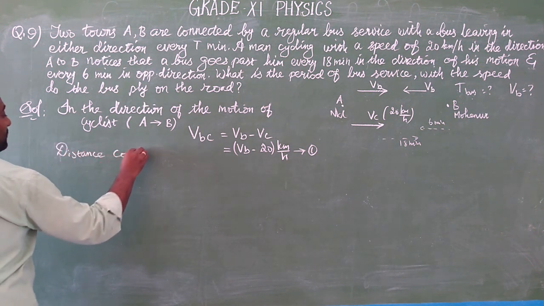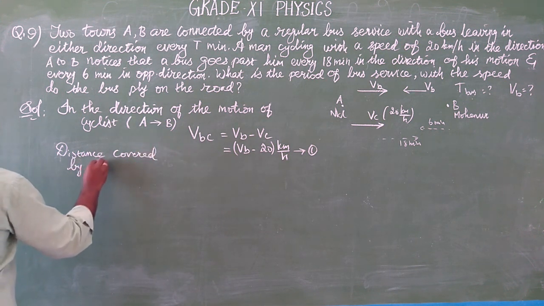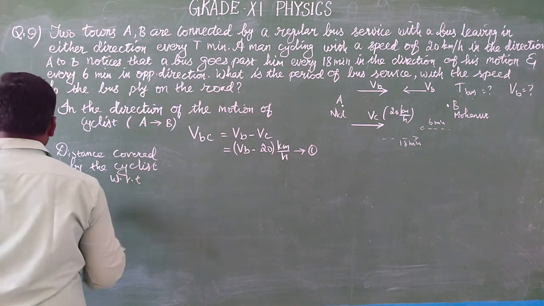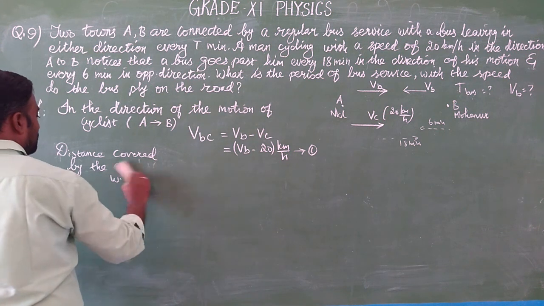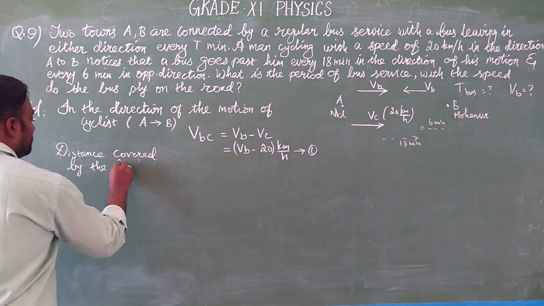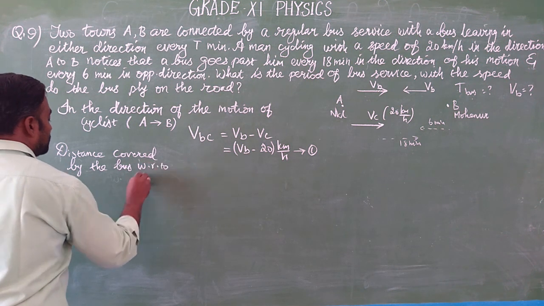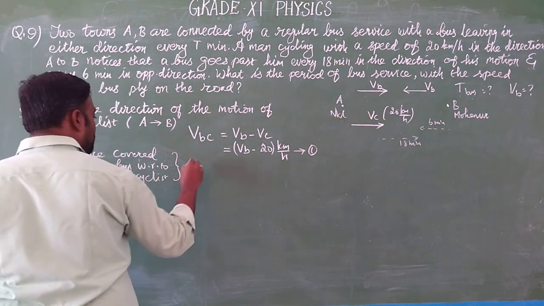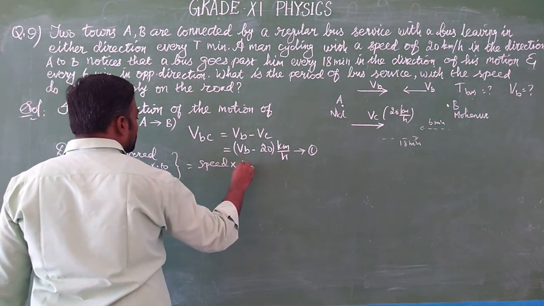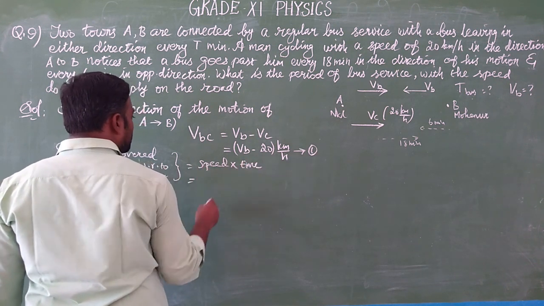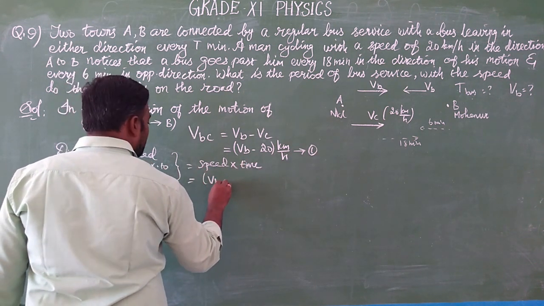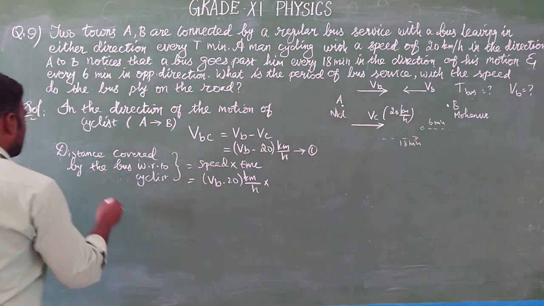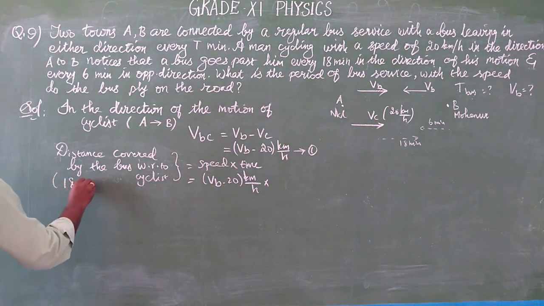Distance covered by the bus with respect to the cyclist. What is it? Distance is equal to speed into time. So speed we already know, it's a relative velocity: Vb minus 20 kilometer per hour, into the time, which is every 18 minutes.